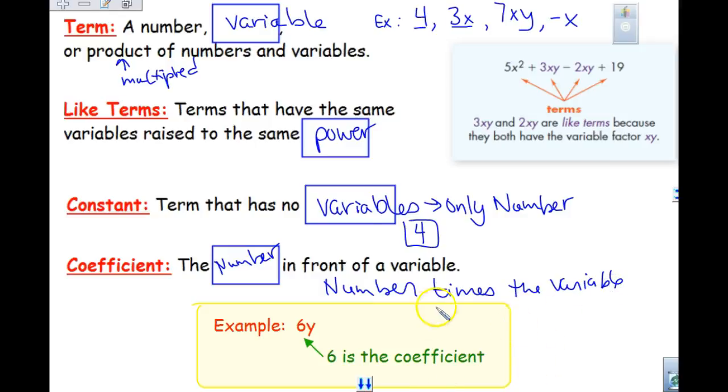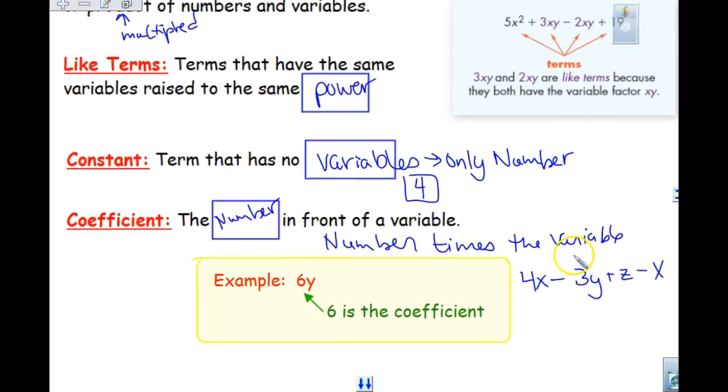So, up on the top, I wrote these different terms. So they say in this example 6y. So we're going to write 4x down here plus, right, minus 3y plus z minus x.